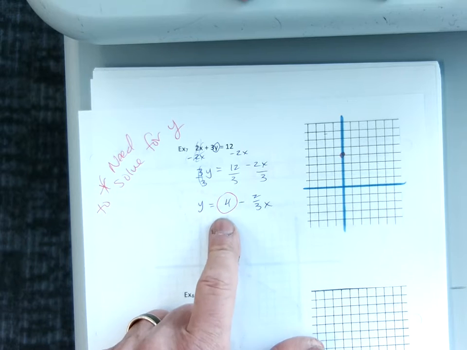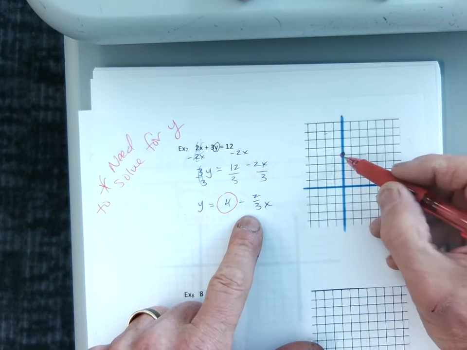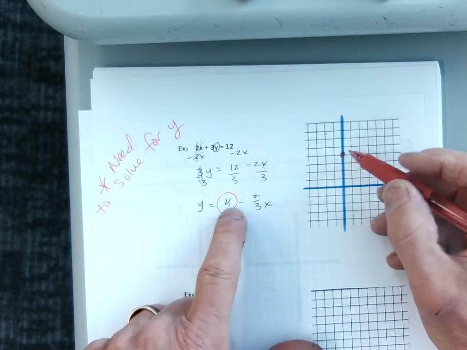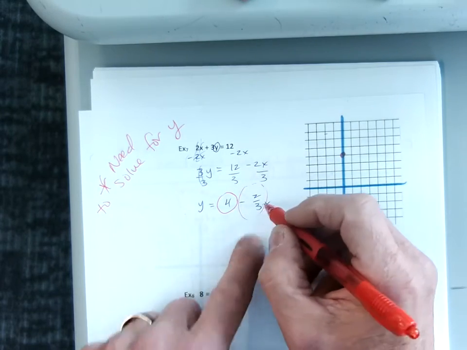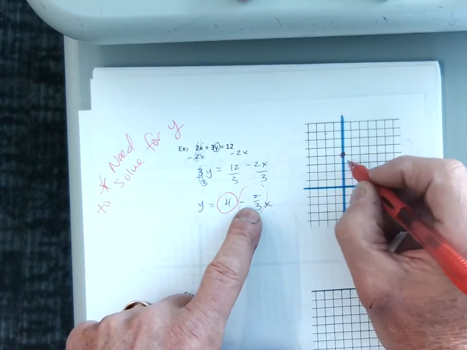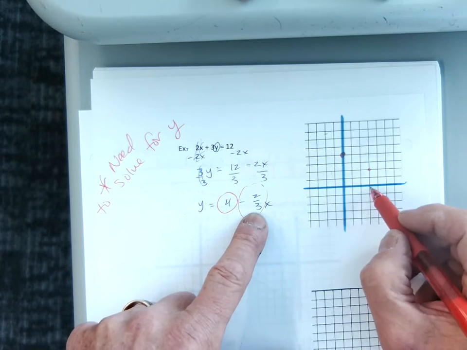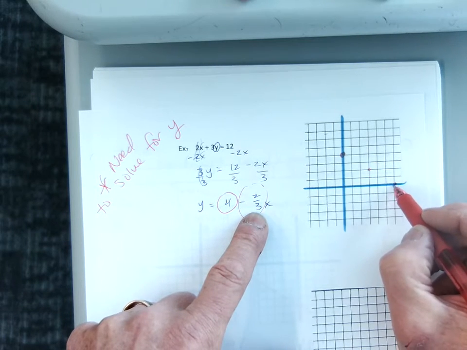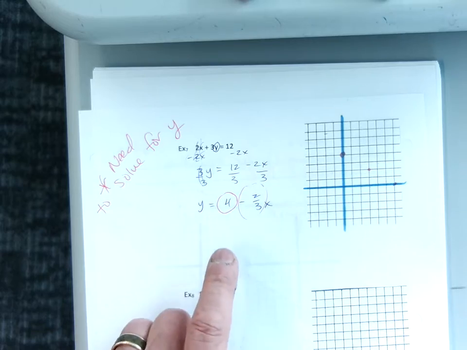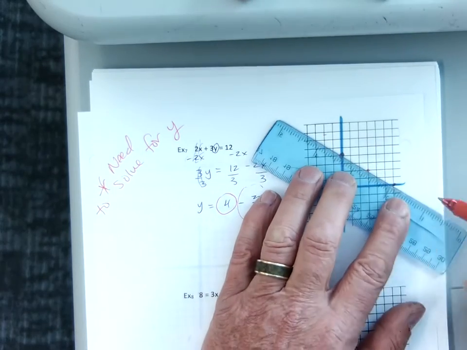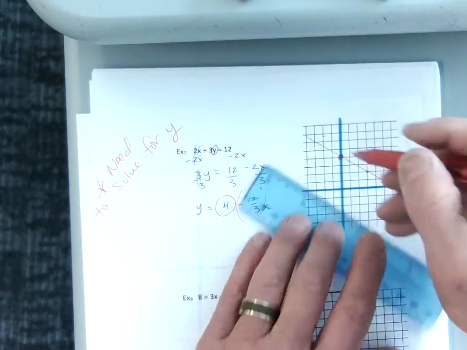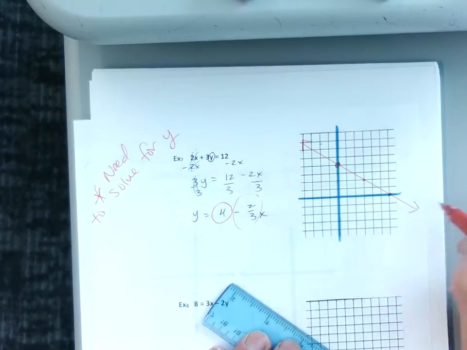Because that's my y-intercept. And then I'm going to go with the slope of negative 2/3, so down 2 over 3. Down 2 over 3. And I'll draw my line. Yes, Tava, we can do this by intercepts, by the cover-up. But I want to show slope, okay?